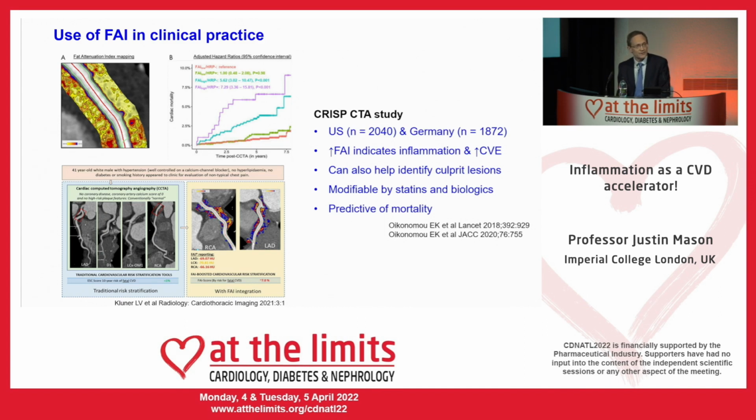And they took this forward into the CRISP CT study, which was a large study of 2,000 participants from the US and nearly 2,000 from Germany. And this study clearly shows that change in the FAI is indicative of inflammation and the risk of cardiovascular events. It may also identify culprit lesions, so may help in patient selection. It's modifiable by effective statin therapy and indeed by biologic drugs such as anti-TNF, and is predictive of mortality.